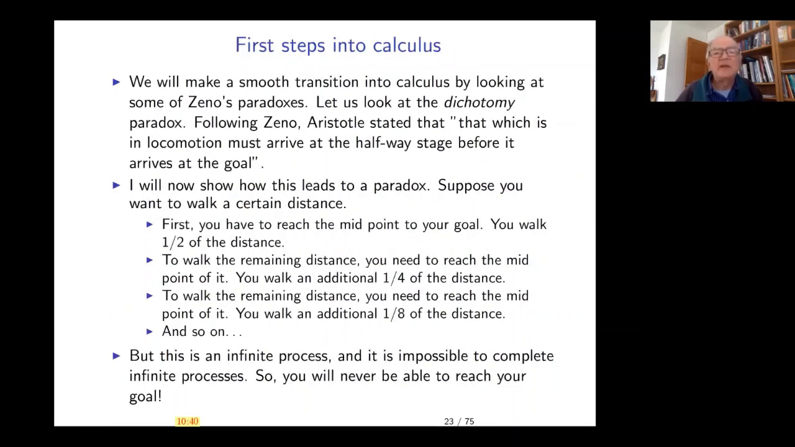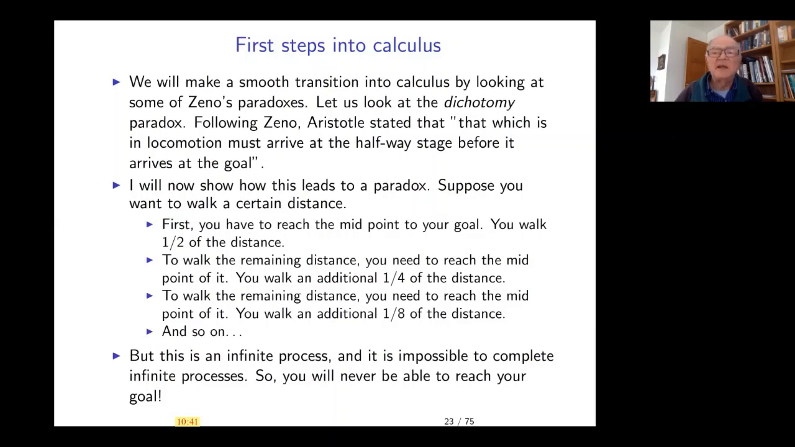Now I want to make a smooth transition. I finished the first history part. We'll have more history later. But for now, I want to make a smooth transition into calculus, and we'll do that by looking at some of Zeno's paradoxes. And there are several of them. We know about them from Aristotle, who wrote them down in one of his works. And we will look here at the dichotomy paradox.